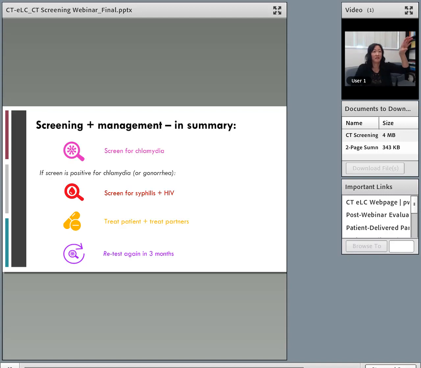So screening and management in summary: screen for chlamydia, screen for syphilis and HIV if they're positive, test and treat, treat patients, treat partners, and retest again in 3 months.